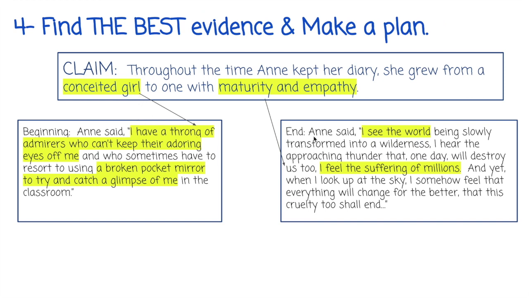In the end of the excerpts, Anne said, I see the world being slowly transformed into a wilderness. I hear the approaching thunder that one day will destroy us too. I feel the suffering of millions. And yet, when I look up at the sky, I somehow feel that everything will change for the better, that this cruelty too shall end. I highlighted parts that show her to be mature and empathetic. So my evidence matches my claim, so I feel like I can go forward and make a plan.